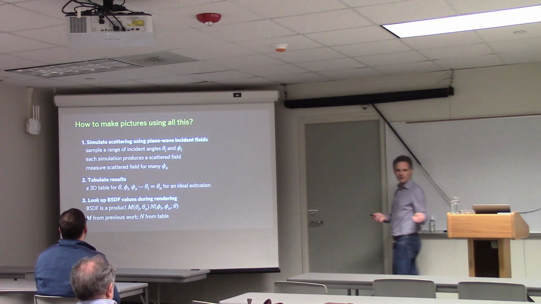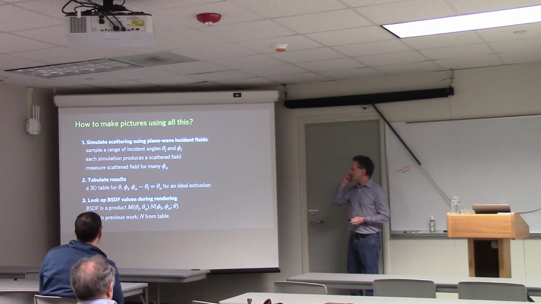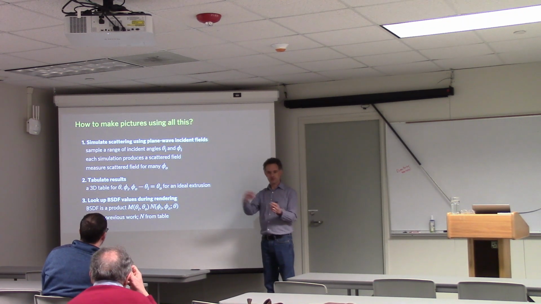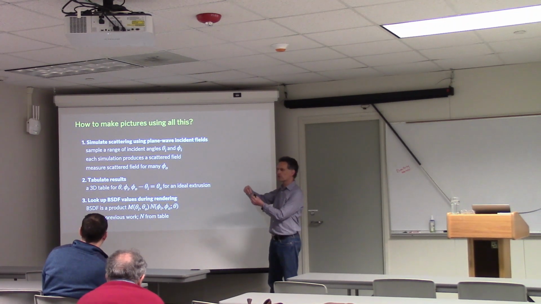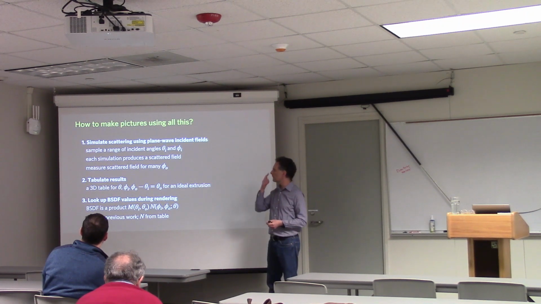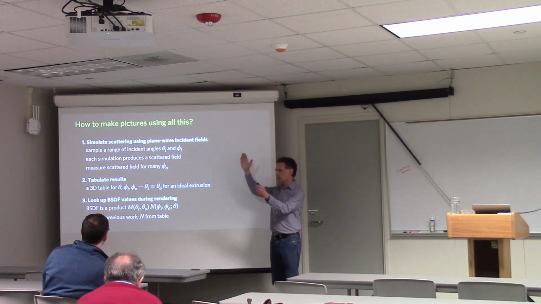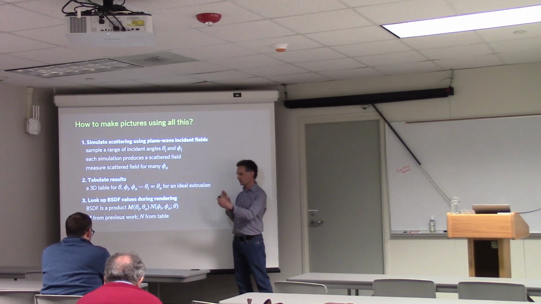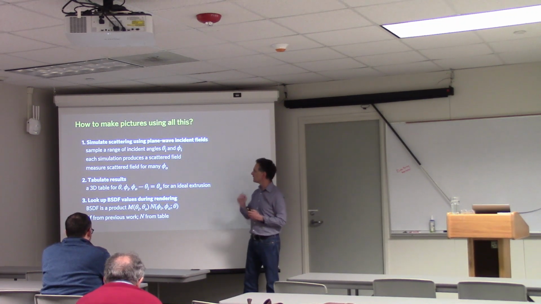So coming to your question, how do I make pictures with all of this? There's not just one fiber. So the idea is to assume that all of my fibers have the same cross-section, or they have some small number of cross-sections, so that I can make a model for a particular cross-section and then use that to render a bunch of hair. So the idea is to do a bunch of simulations using incident fields that come from a bunch of directions. I have to sample both the azimuthal direction and the longitudinal direction. So each of those simulations produces a scattered field.